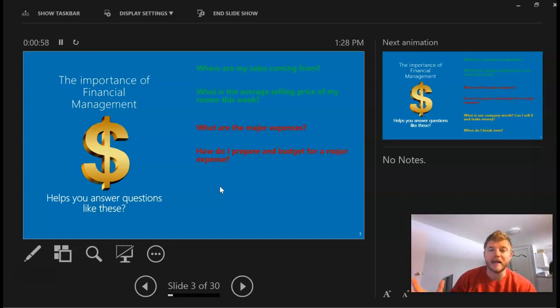So that's the revenue side. We also want to look at the cost side. So what are some of my major expenses? And how do I prepare and budget for a major expense?